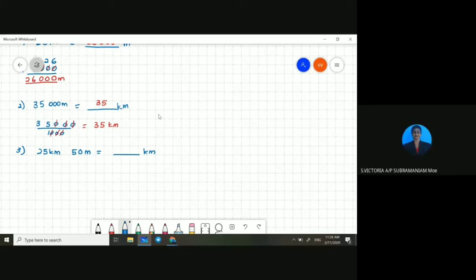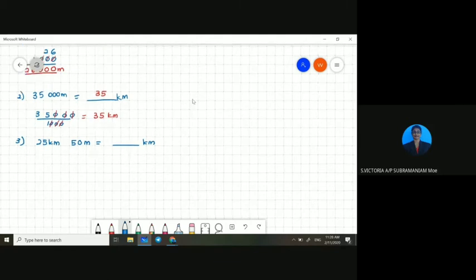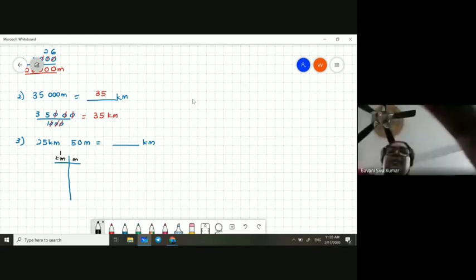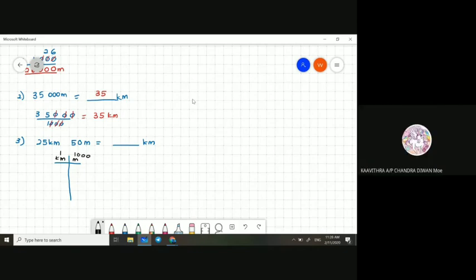Yes. So there are a few methods to do this question. First, I want to teach you the method to show you how simple it is to solve this question. First, you draw the tree and then fill up the tree with the information: kilometer, meter. 1 kilometer is 1,000 meters. And this is the decimal point. You need to write the numbers in the meter house.